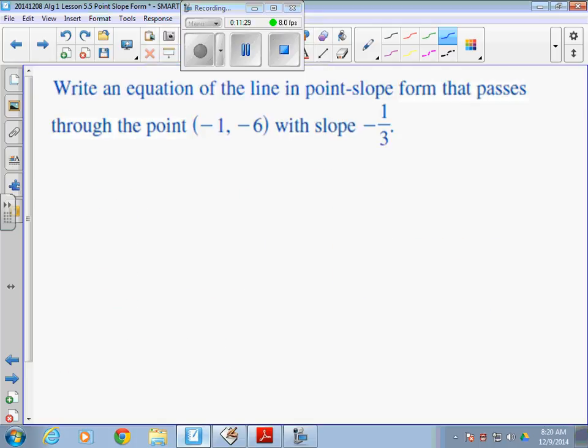Okay? Take 1 minute to write this equation. It should probably only take you about 30 seconds or so.